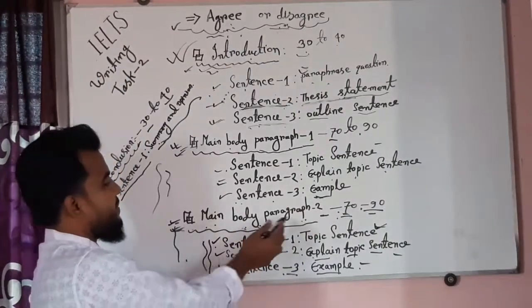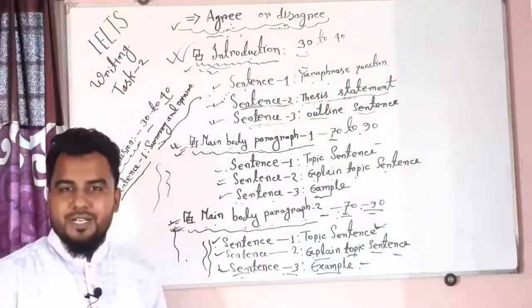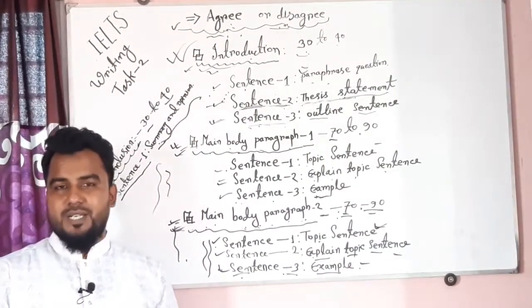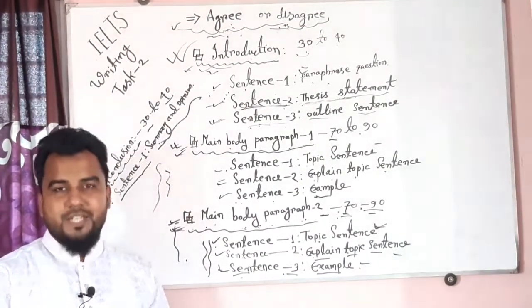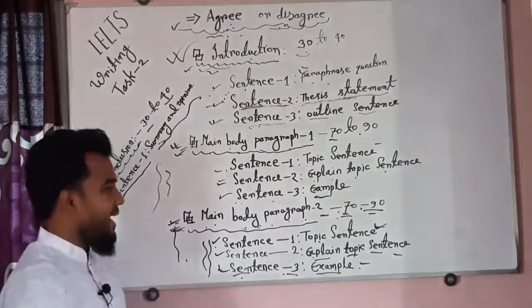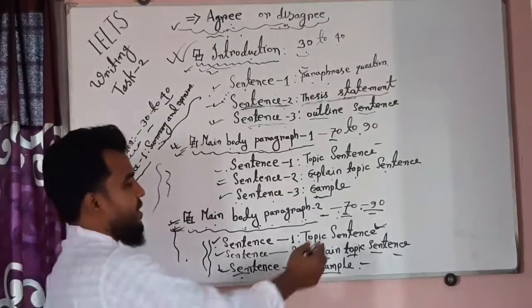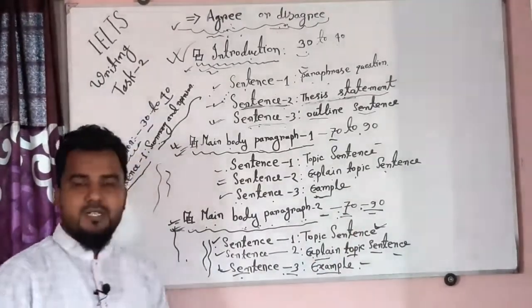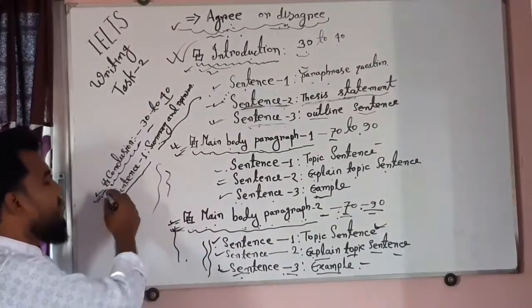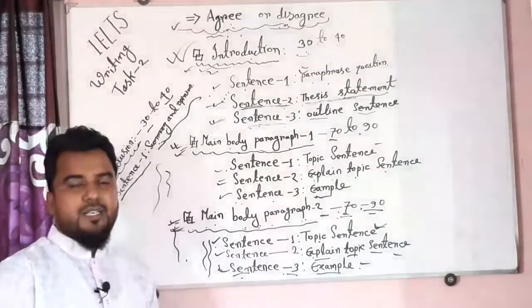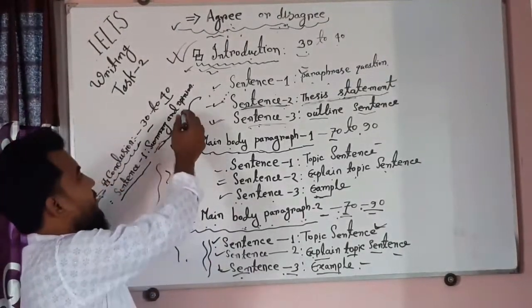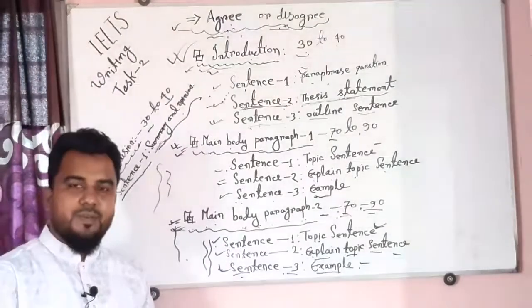Main body paragraph 2 is also divided into 3 parts: sentence 1, sentence 2 and sentence 3. Sentence 1 is the topic sentence, sentence 2 explains the topic sentence, and sentence 3 is an example. You have to write a minimum of 70 to 90 words in these sections. And at last the conclusion, 30 to 40 words, which is the summary and opinion.